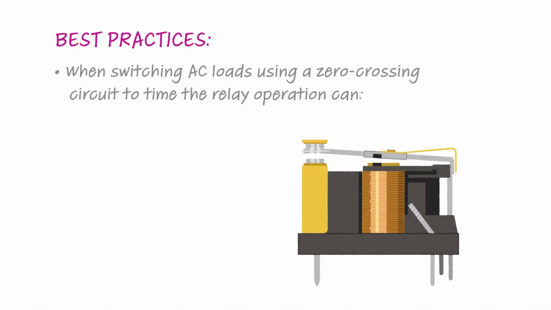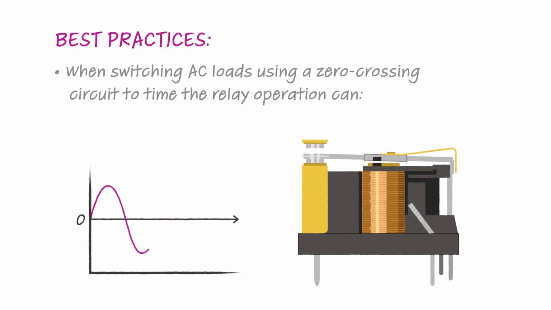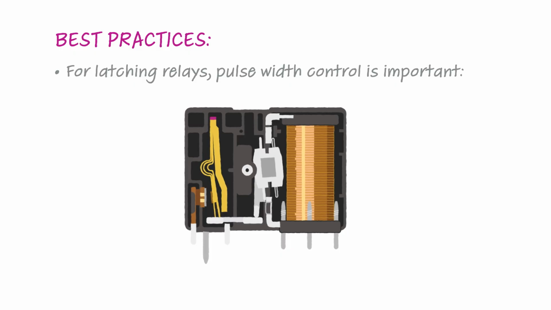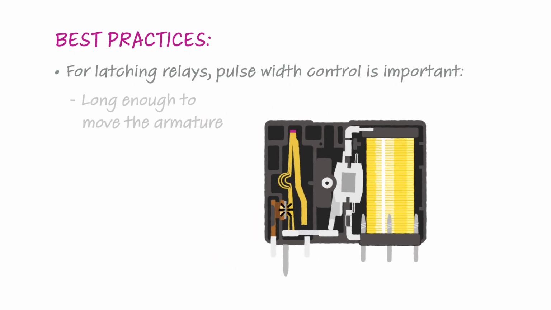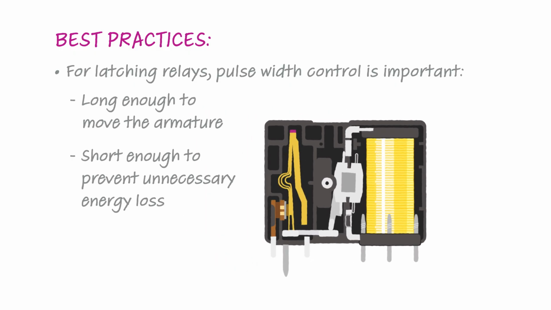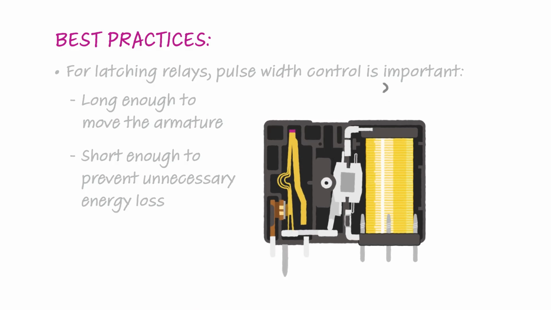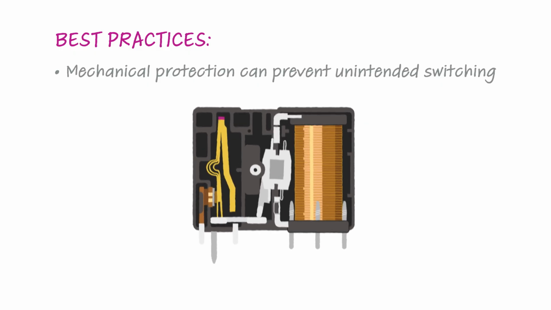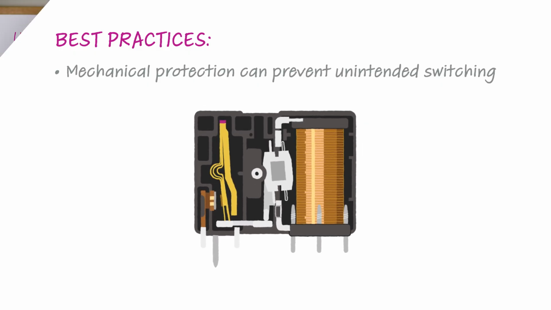If you are switching AC loads, using a zero-crossing circuit to time the relay operation can dramatically reduce arcing and extend the life of the contacts. For latching relays, pulse width control is important. The pulse must be long enough to move the armature, but not so long that the coil heats unnecessarily. Mechanical protection also matters with electromechanical relays because shock or vibration can sometimes cause unintended switching.